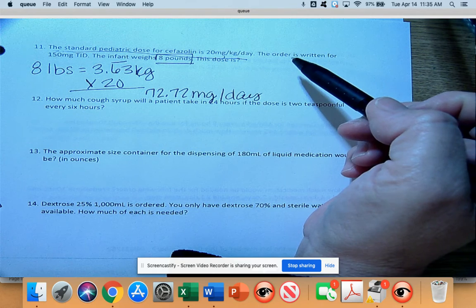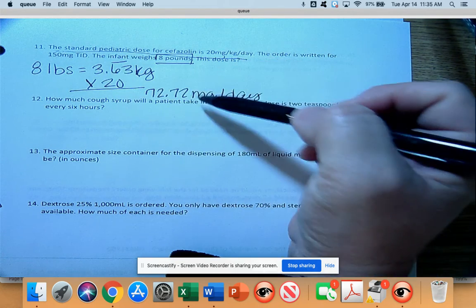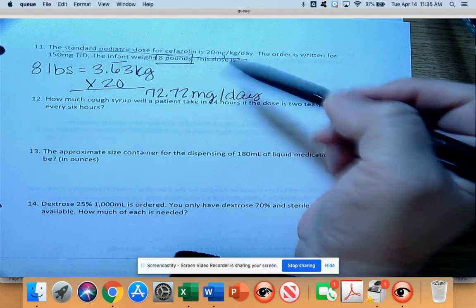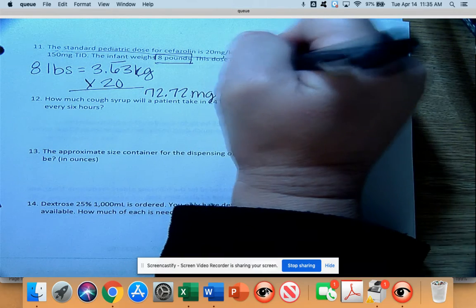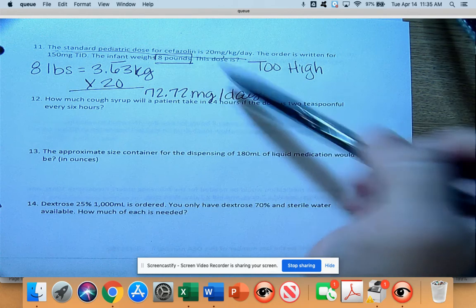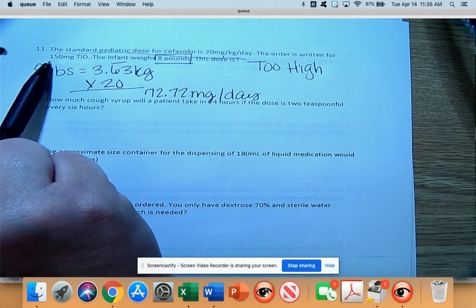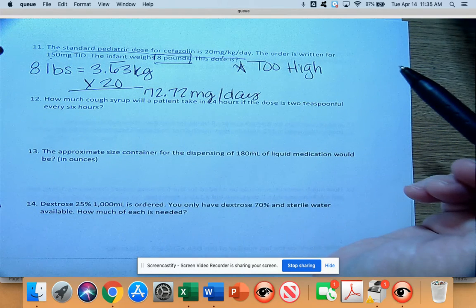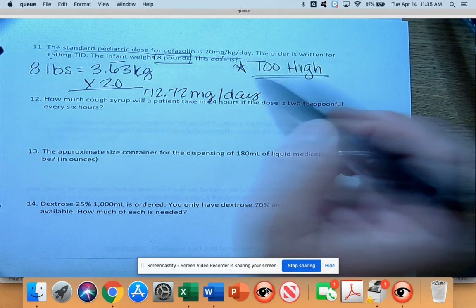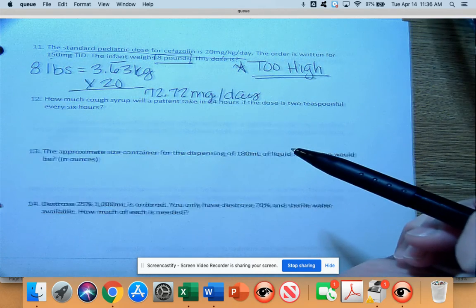It says the order is written for 150 milligrams 3 times a day, which is more than double what they should be getting in a day. So I would say my dose here is too high. If I were to see this and I knew my standard, and I saw that a physician wrote this, I would immediately call and just make sure, in a very respectful way, because sometimes doctors don't like to be questioned, that they haven't made an error, because this would probably cause an overdose in a patient of this weight.